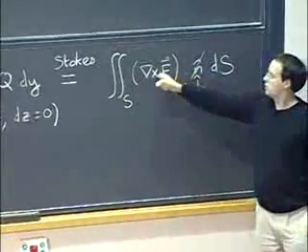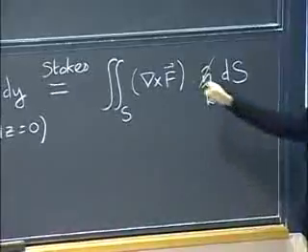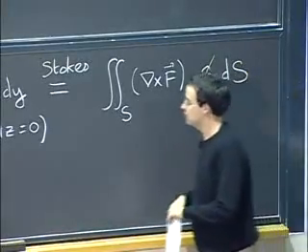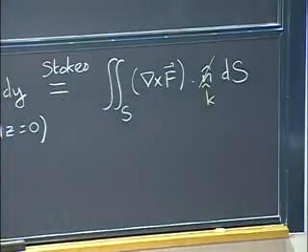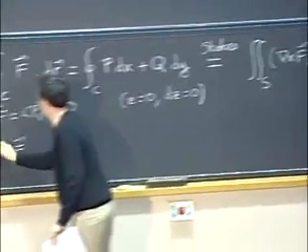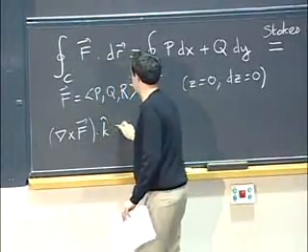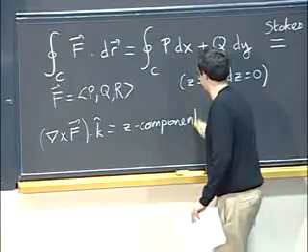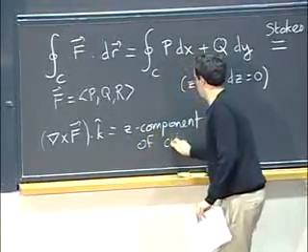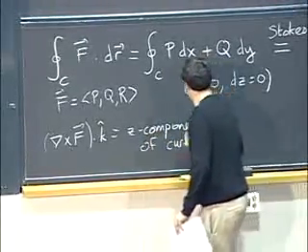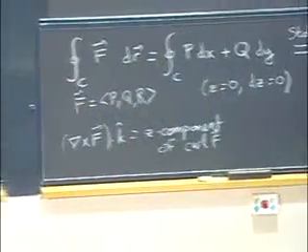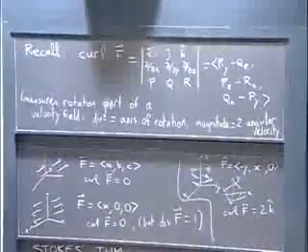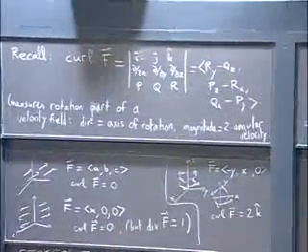So that means actually I will be integrating curl dot k. That means I'm integrating the z component of curl. Okay, so let's look at curl F dot k. That's the z component of curl F. And what's the z component of curl? Well, I conveniently still have the values up there. It's Q sub x minus P sub y.